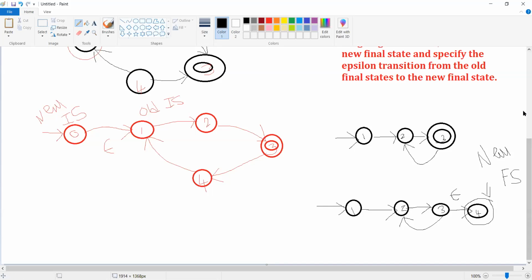The second rule says that if the final state has any outgoing transitions, then we need to introduce a new final state, and we need to specify epsilon transitions from all the earlier or old final states to the new final state. Okay, so this is what we have to do.